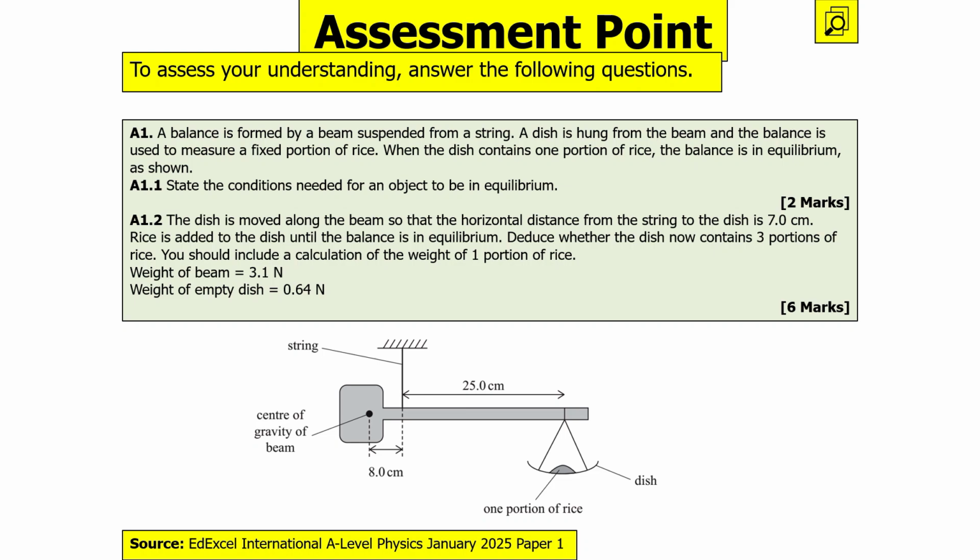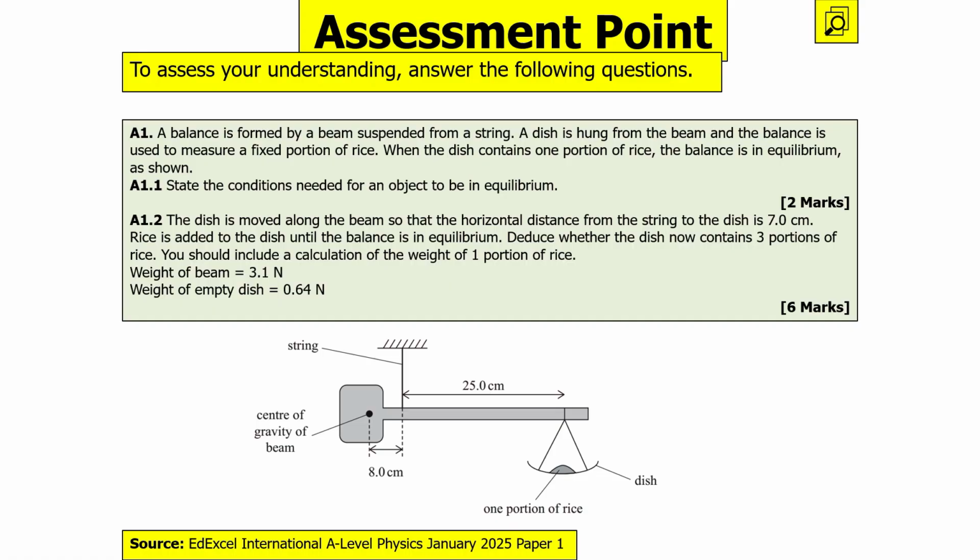A balance is formed by a beam suspended from a string. A dish is hung from the beam, and the balance is used to measure a fixed portion of rice. When the dish contains one portion of rice, the balance is in equilibrium. State the conditions needed for an object to be in equilibrium.